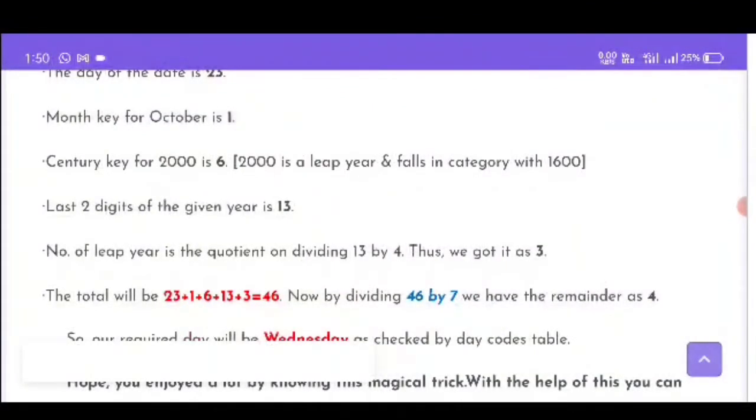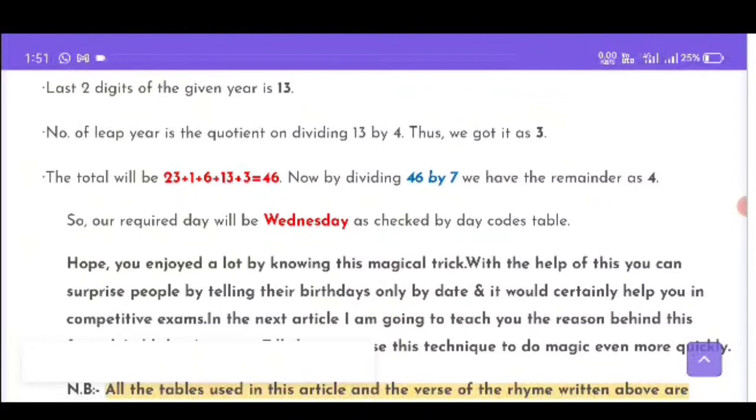The number of leap years is the quotient on dividing 13 by 4, thus we get 3. The total will be 23 plus 1 plus 6 plus 13 plus 3 equal to 46. Now by dividing 46 by 7, we have the remainder as 4. So the required day will be Wednesday, as checked by the day codes table.